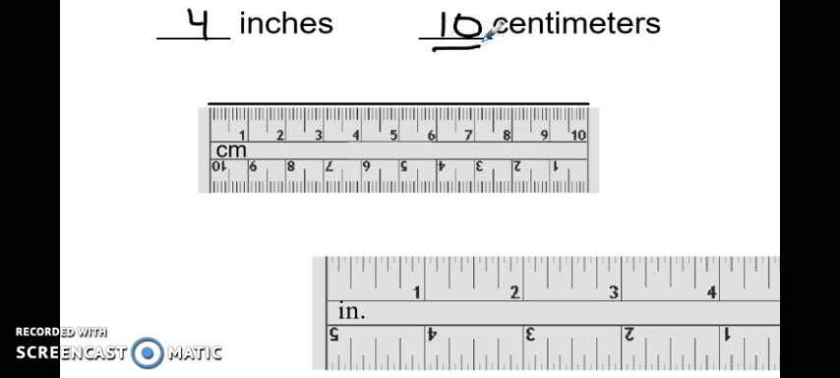Again, my centimeters is a bigger number than my inches because centimeters are smaller units and I can fit more of them on the line. Inches are larger units and they take up more space, so I can fit less of them on the line.